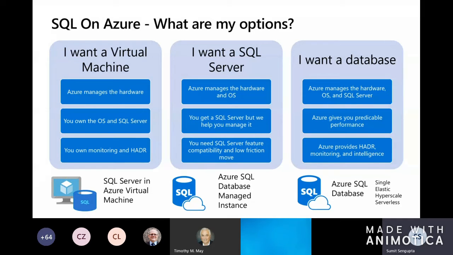Single is just creating a single database, like it says. Elastic is a way to combine resources together. So if I have like 10, 20, 30, 40 databases, I would like to share the resources, share the cost as well. Elastic is a way of creating an elastic pool, putting them all together. So I share the resource, I share the performance, I can do anything I want.